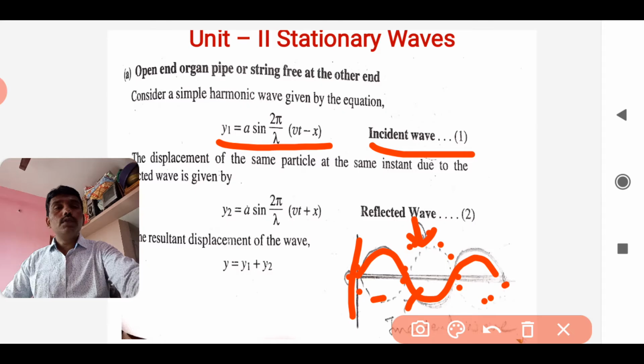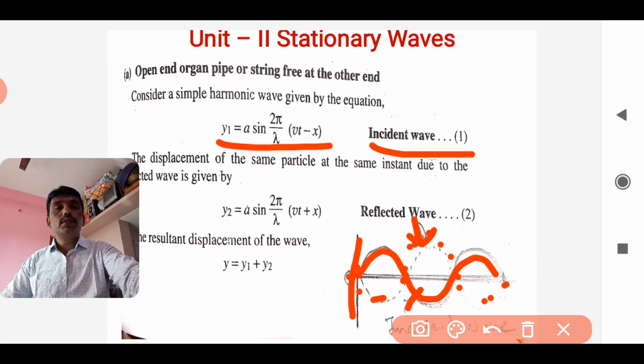But when the wave is reflected with a phase change, the sinusoidal wave part is very important. It is reflected and comes back to the origin point. While the wave is going away from the origin, it is written as a sine 2π/λ (vt − x). But when it is coming back to the origin point, that becomes plus.